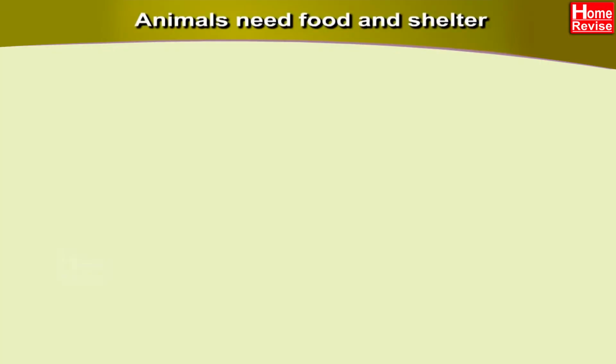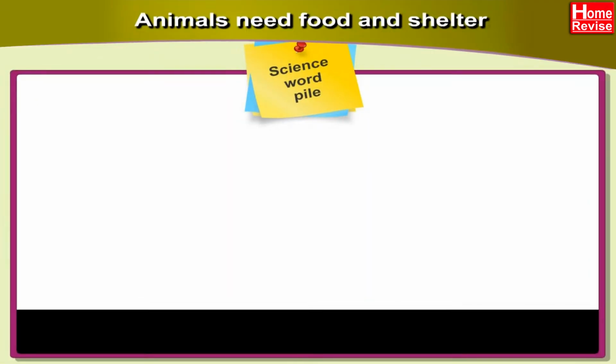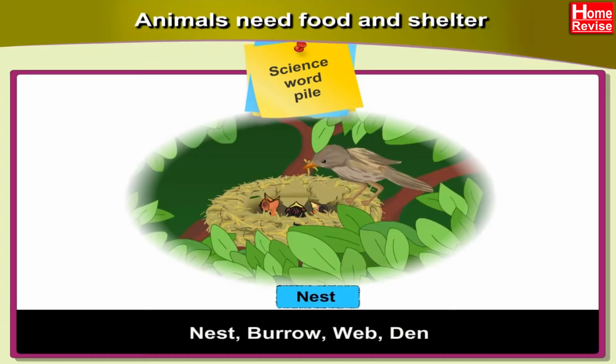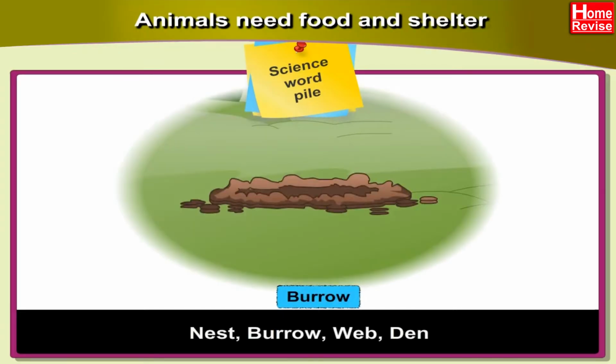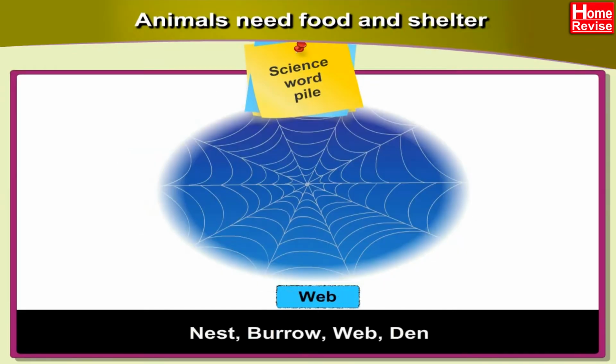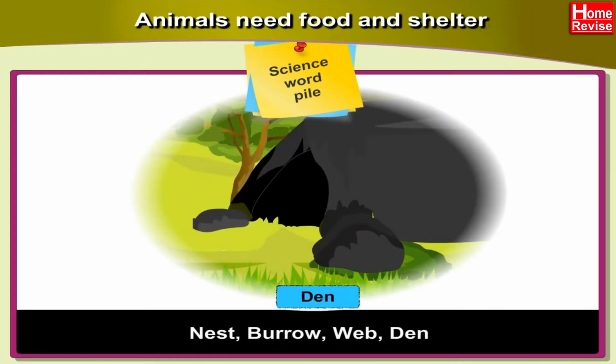Animals need food and shelter. Science word pile. Let's learn some important words that we shall study in this chapter. Nest, burrow, web, den.